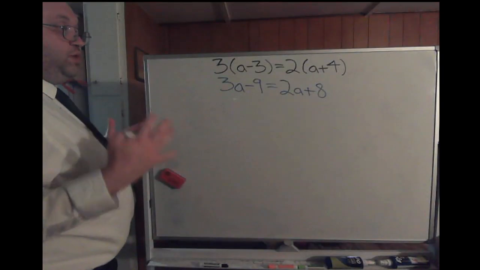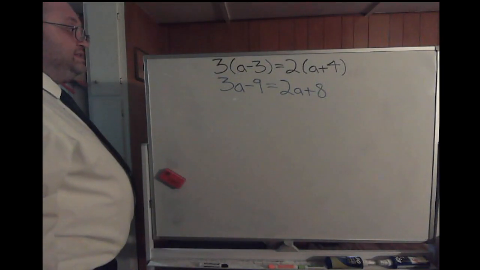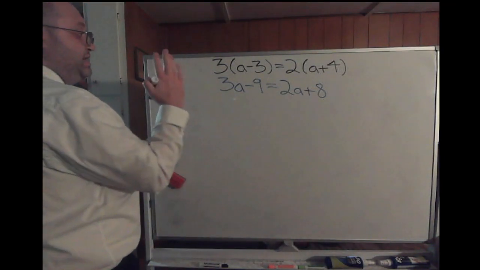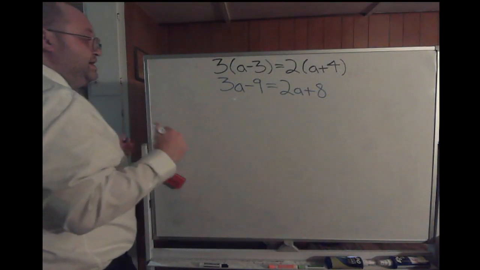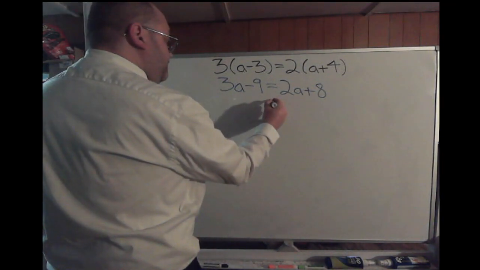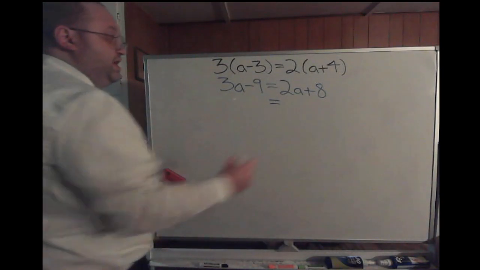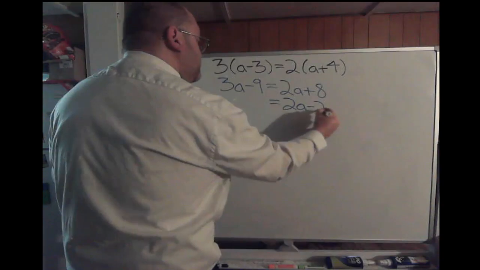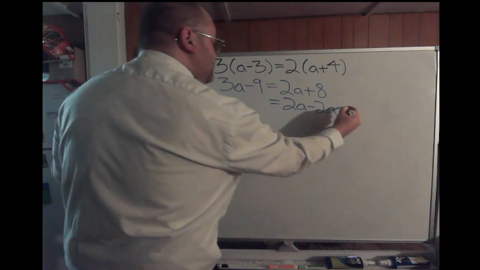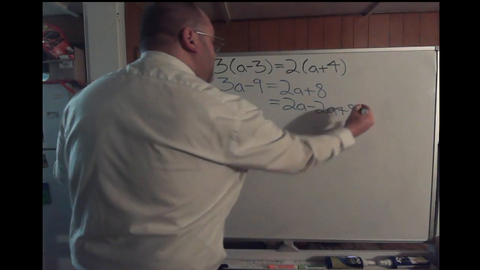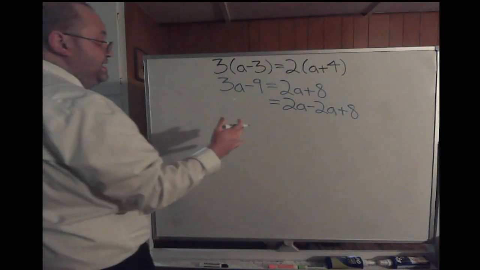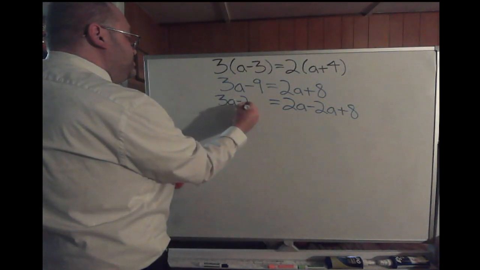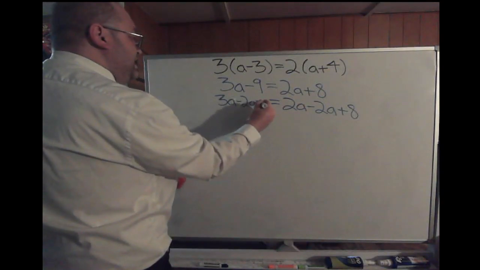Now we just have an equation with the variables on both sides. Of course, we want to get rid of that 2a off the right-hand side and make the variable on the left-hand side. So what you got to do to get rid of that 2a on the right, subtract 2a. You'll have 2a minus 2a. Then you just have that plus 8 that's hanging out there. So since you did it to the right side, you got to do it to the left. So you'll have 3a minus 2a. Then you just have that minus 9 hanging out.